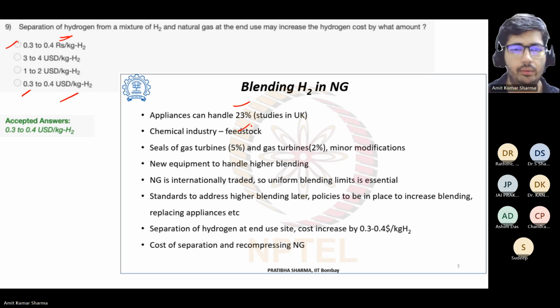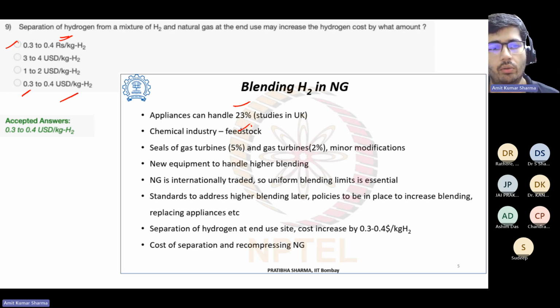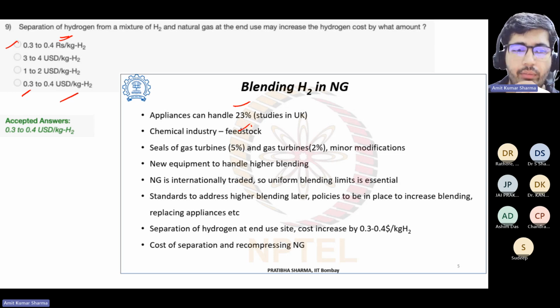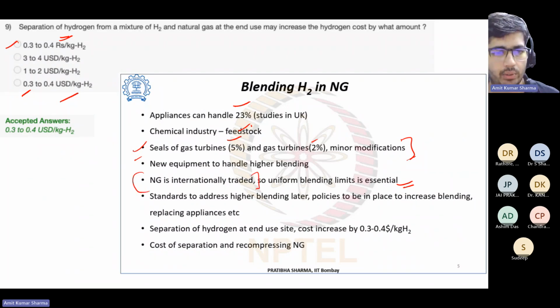When we are using hydrogen, we also need to consider the seals. The seals of a gas turbine can only handle up to 5% blending, and you have to do minor modification for these also. For higher blending, you need new equipment. Natural gas is internationally traded, so a uniform blending limit is essential.